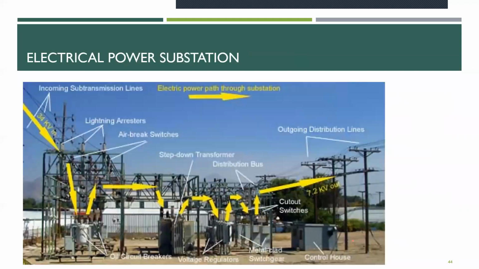So this is the schematic of the electrical power substation. So we have the incoming substation, or what we call the transmission substation setup. It will receive the electric power from nearby generating facilities and use a larger power transformer in order to increase the voltage for transmission.